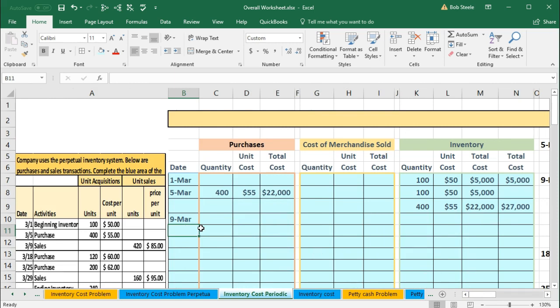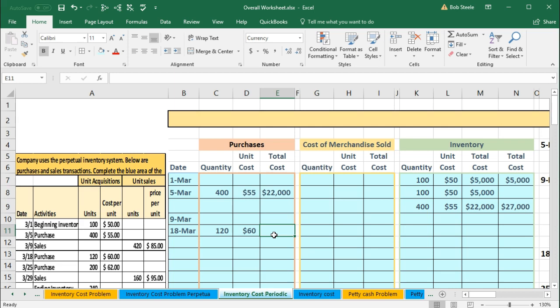Next, we're going to go to 3/18 and we're going to say that we had a purchase of 120 units at $60. So we're going to put it in the purchasing column first. We're going to say that we had 120 units at $60. Notice the prices are rising, starting at 50, went up to 55, now at 60. That's going to be typical in a typical period. Usually prices are going to go up.